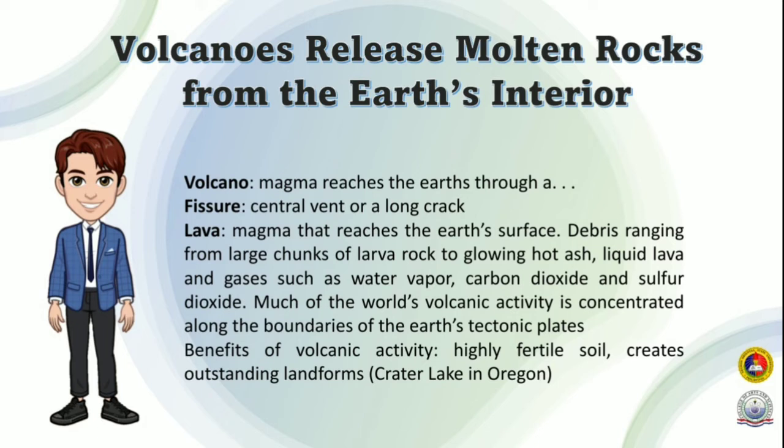Lava is magma that reaches the Earth's surface. Debris ranges from large chunks of lava rock to glowing hot ash, liquid lava, and gases such as water vapor, carbon dioxide, and sulfur dioxide. Much of the world's volcanic activity is concentrated along the boundaries of the Earth's tectonic plates. Benefits of volcanic activity: highly fertile soil, and it creates outstanding landforms like Crater Lake in Oregon.